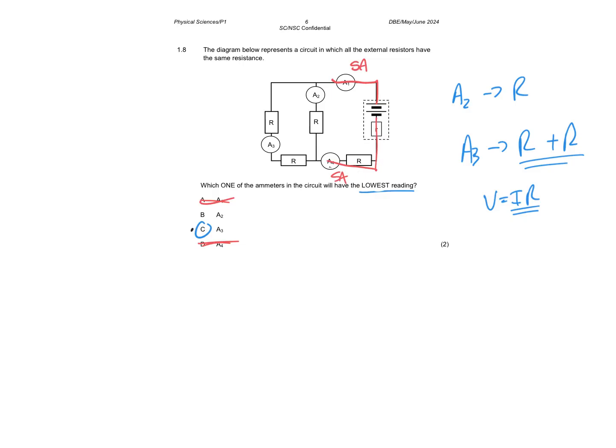The current then splits when it gets to here, and it has a choice. If it goes through A2, it needs to go through 1 resistor. If it goes through A3, it needs to go through 2 resistors. So A3 has a bigger resistance in its piece of the circuit, and so A3 will then have the smallest current.